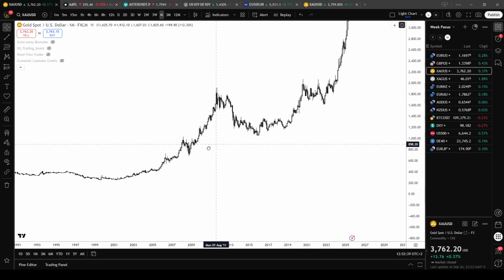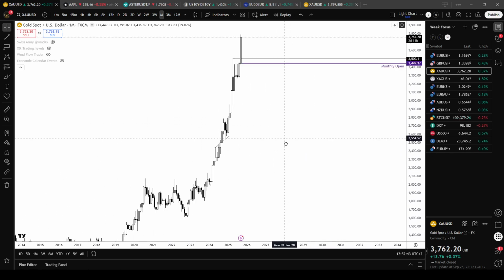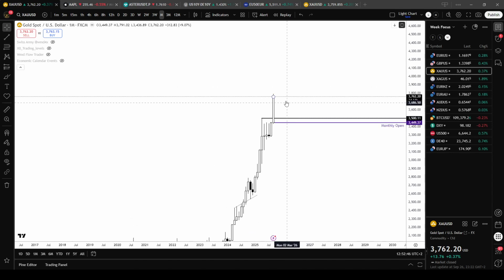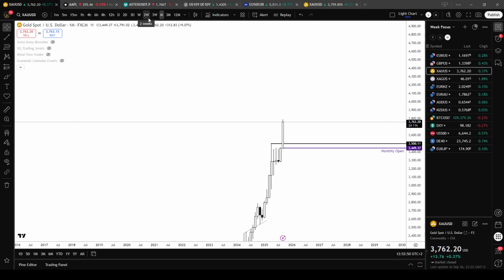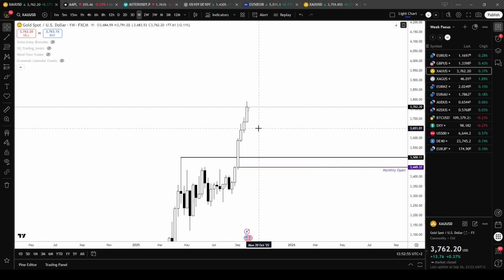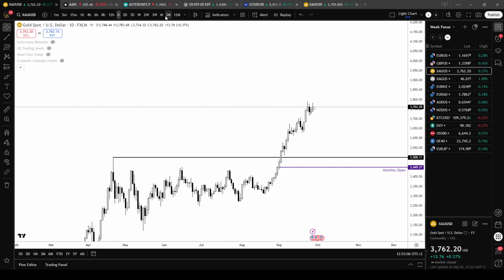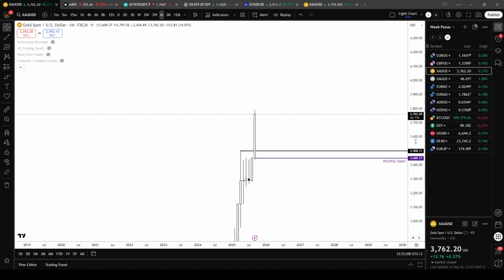I'm just trying to go back in time and compare the current candles, because everybody wants to get long this market. I do want to get long this market again because I exited all my long exposure around this area here, 100 points lower from the current price. So, we're gonna have a new monthly open in the next 3 days.